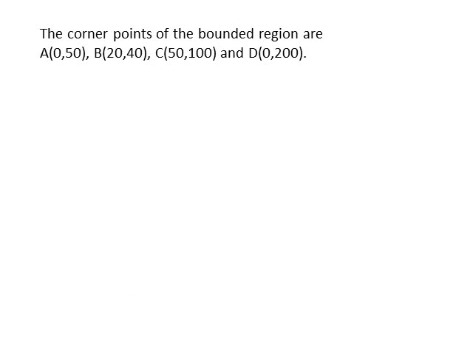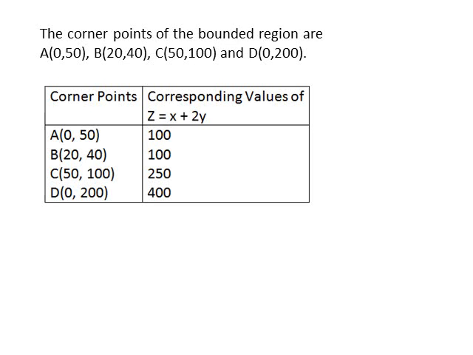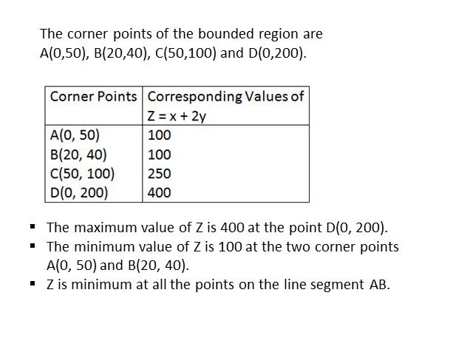Now, find the value of z equals to x plus 2y at each corner point. At the point A, value of z is 100. At the point B, value of z is 100. At the point C, value of z is 250. And at the point D, value of z is 400. The maximum value of z is 400 at the point D, and the coordinates of D are 0 and 200. The minimum value of z is 100 at the two corner points A and B.